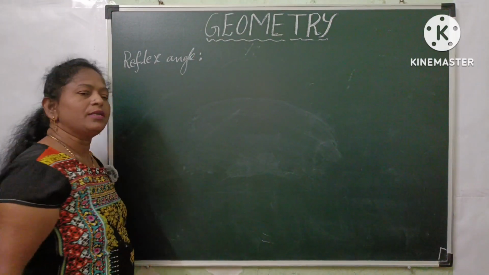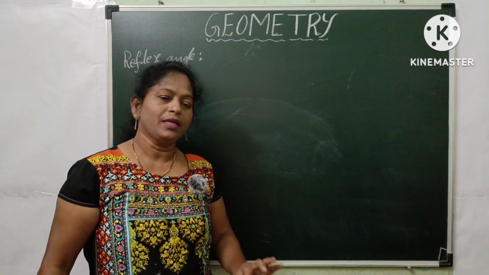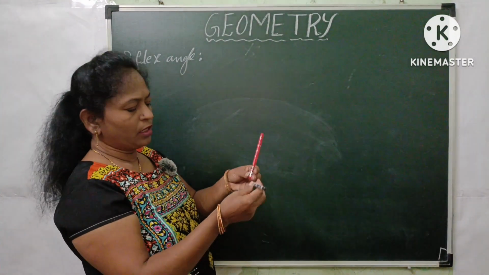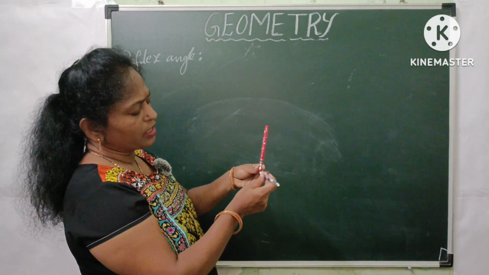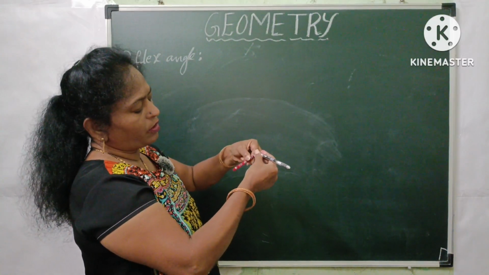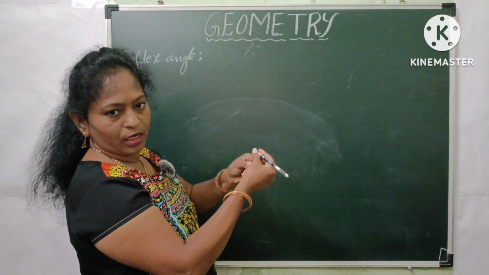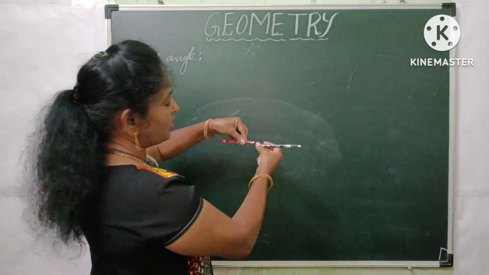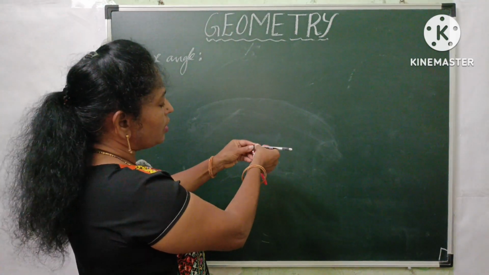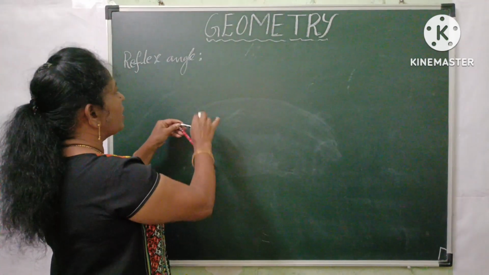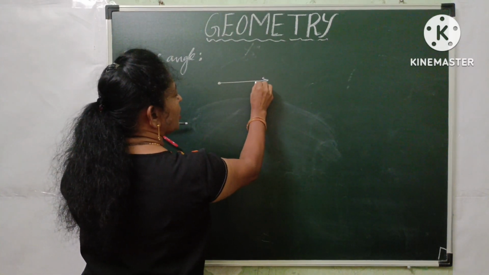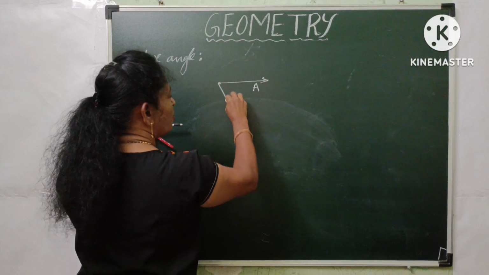Reflex angle. An angle that is more than 180 degrees and less than 360 degrees is called a reflex angle. Suppose the initial ray and terminal ray are rotating, and past the straight angle, in the opposite direction, it is still rotating. Yes or no? So that forms an angle. The initial ray is OA and the terminal ray is OB.